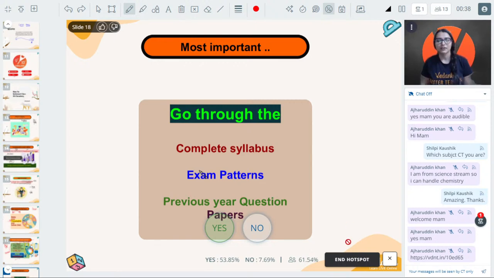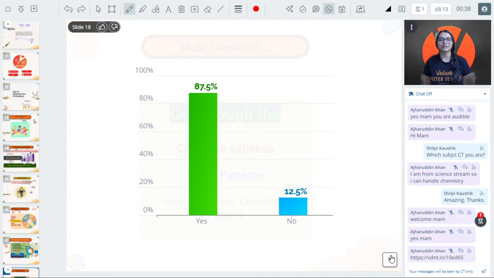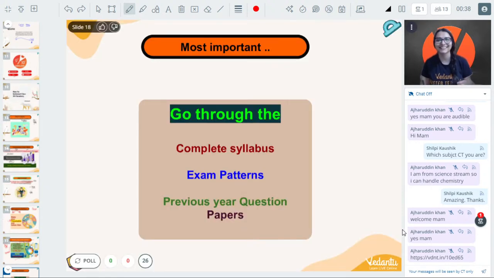Okay, very good guys. So you have to go through the NCERT textbook. If you are saying no, think again. Most important, go through the complete syllabus. I want to tell you again, do not think your syllabus would be reduced. Without any reduction, you have to go through the entire syllabus because there is no update from CBSE for you people.